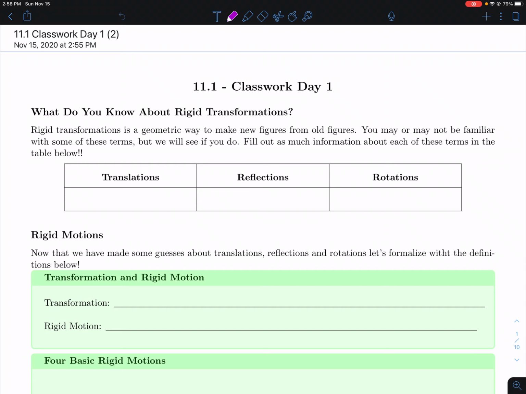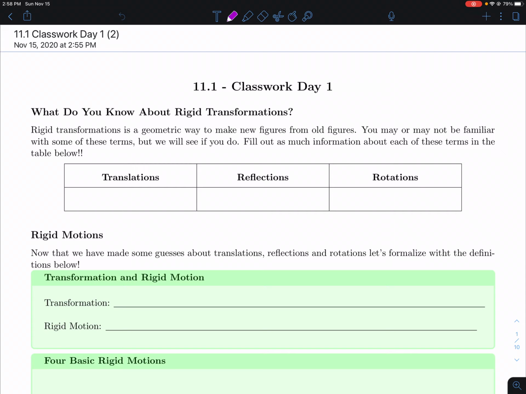Today we're starting into the final unit of the semester, which is going to be rigid motions, transformations, glide reflections, all kinds of stuff. So it could be stuff you've never heard of or haven't used that much.